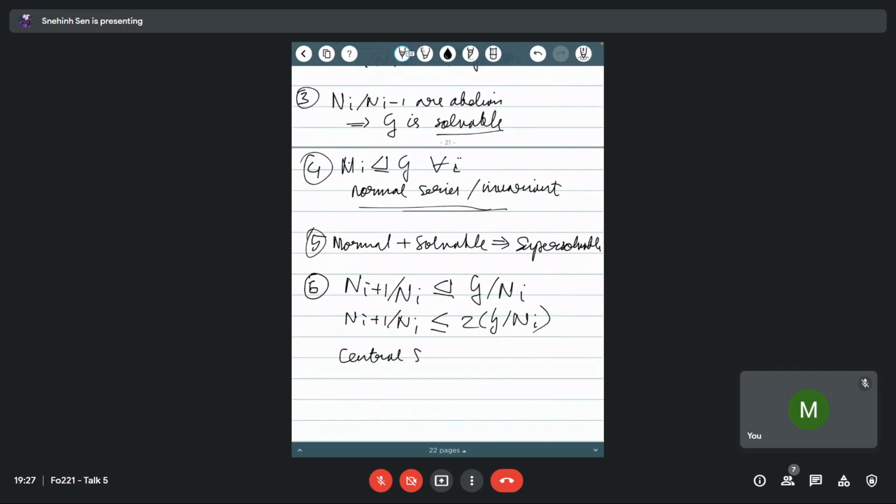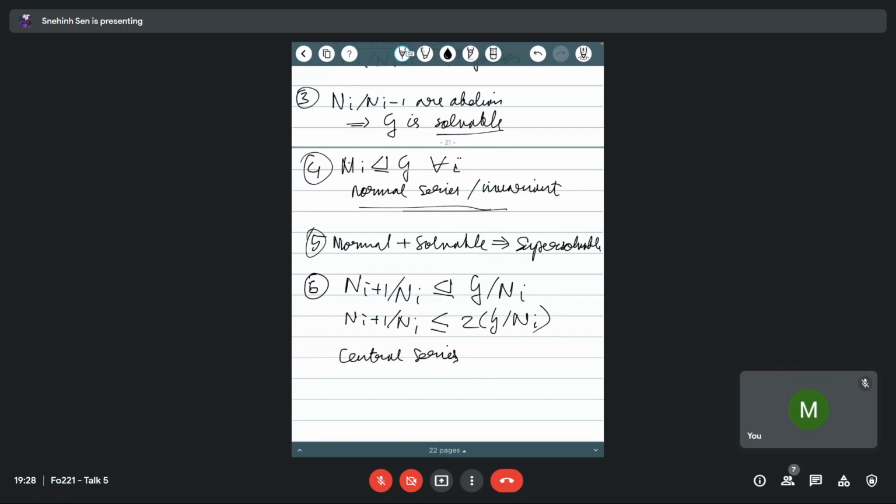Are you going to talk about commutators now? Yeah, I'll come to commutators soon. But I'll not go deep into it, but yeah, I'll define what commutators are. So this is called a central series. There are many names of the central series, like upper central, lower central. So I'll just call it a central series.